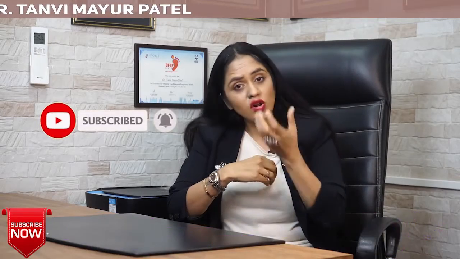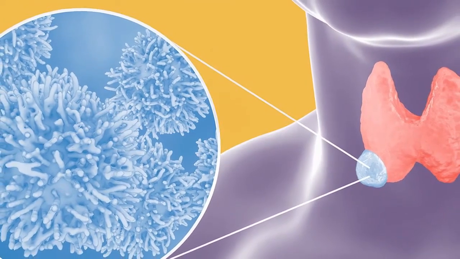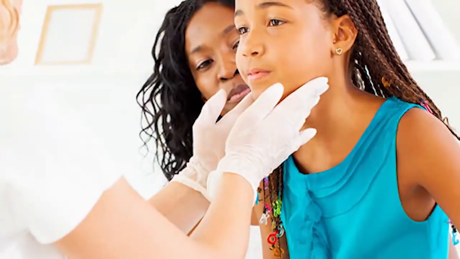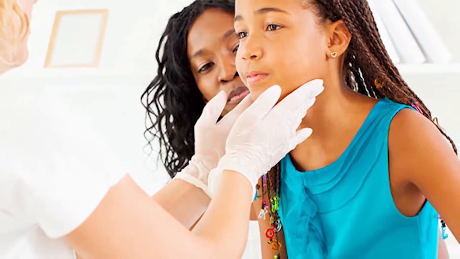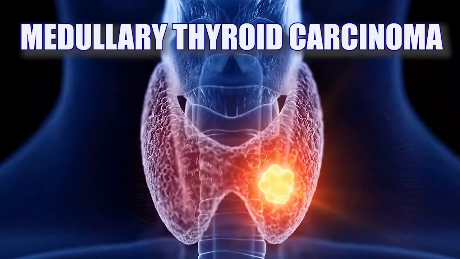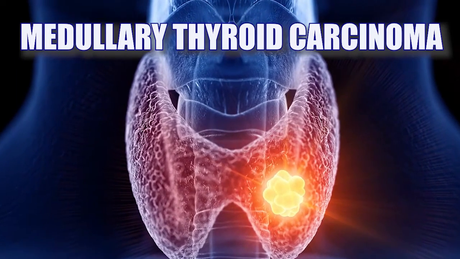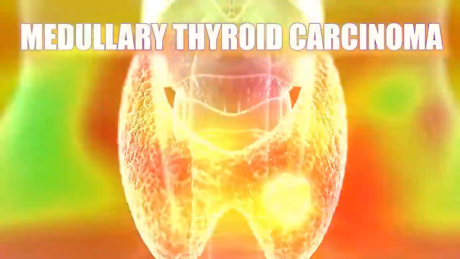And after listening to your history, your doctor will also ask you a few questions. Were you ever exposed to any kind of radiation? Does your family have any kind of thyroid cancer? Many times a cancer like medullary thyroid carcinoma can run in the family. So that history can also be obtained.